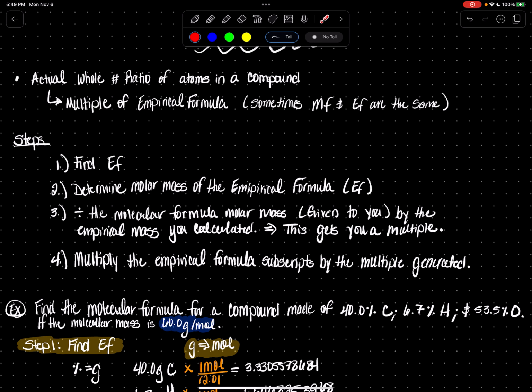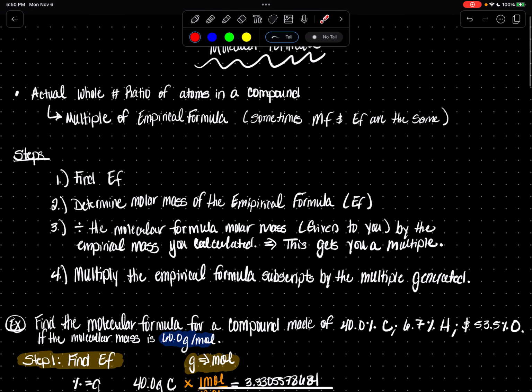Then you take that and divide the molar mass by your given. So you have to pay attention to what the problem is giving you. Once you divide what you calculated versus what you're given, this gives you your multiple to multiply everything by. Once you get your multiple, you just throw it in there. So let's walk through a couple of examples. It sounds easy in process, but once we start getting into it, things might get a little messy.